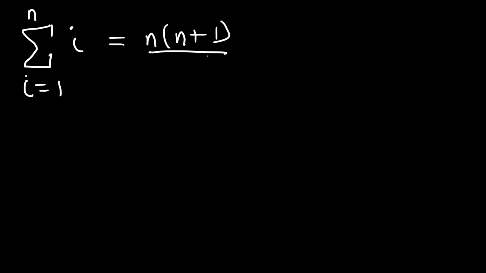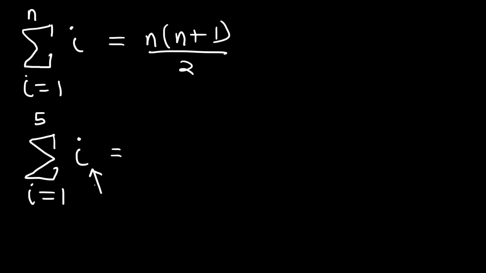Now the next formula that you need to be familiar with is this one. Instead of a constant, we're going to have the variable i, and we're going to go up to n. So this is going to equal n times n plus 1, divided by 2. Let me give an example. Let's say i is 1, we have the variable i, and let's go up to 5. We need to add up all the numbers from 1 to 5.